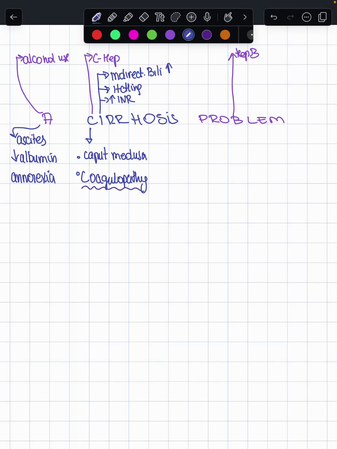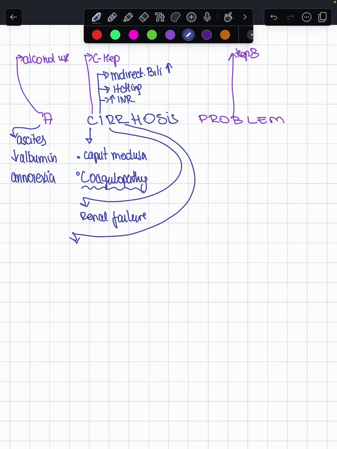Okay, so now R will stand for renal failure. And the other R will show us that these patients may have reproductive hormone imbalance, and specifically estrogen. All right, now we also may see reduced platelets and red blood cells.